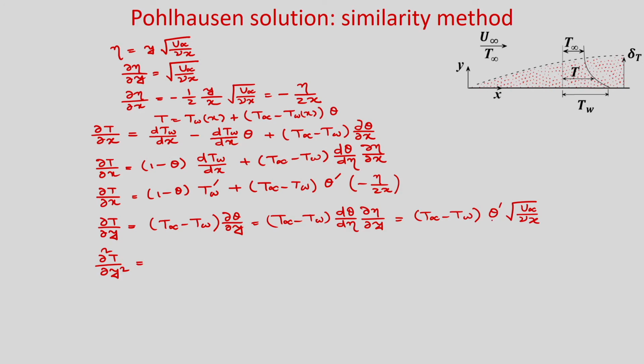Okay. So, you can see it will be just (T_infinity minus T_w) theta double prime and another root u_infinity by nu x will be there because of del eta by del y. So, it will be u_infinity by nu x. Now, we have also velocities u and v. So, that let us find.